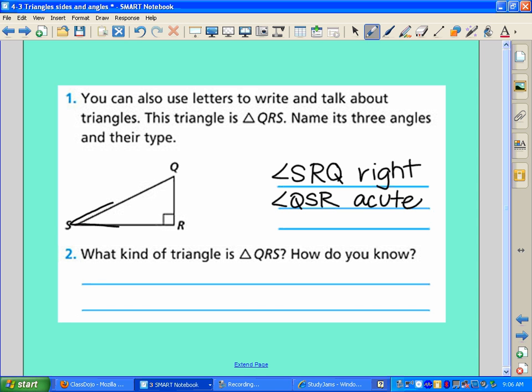Okay. So I've done this angle, I've done this angle. What is the last angle I have, CJ? Angle RQS. So I'm looking at this angle. What kind of angle is that? Is it greater than 90 degrees? No. So it has to be acute. You should have been writing these things down.